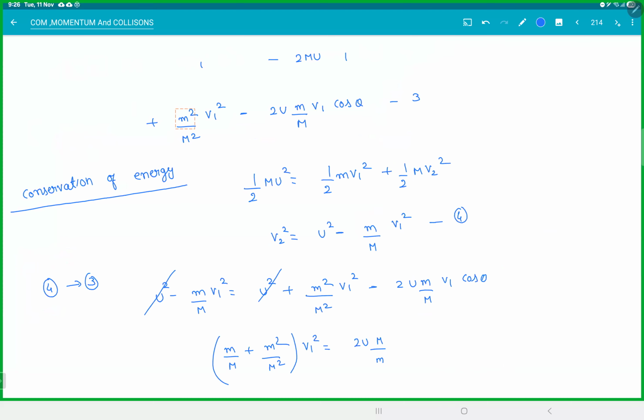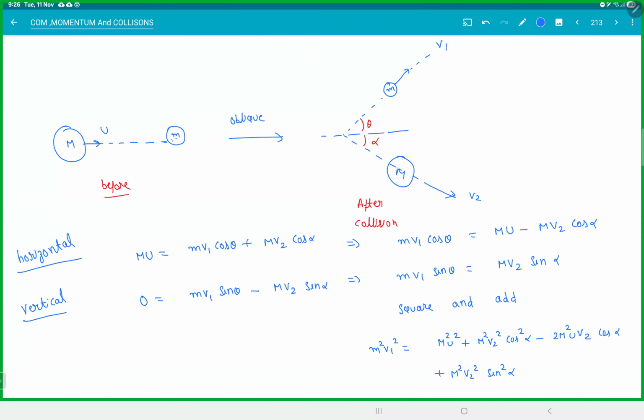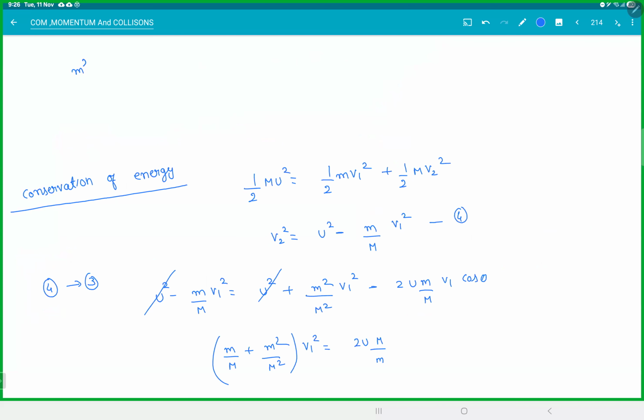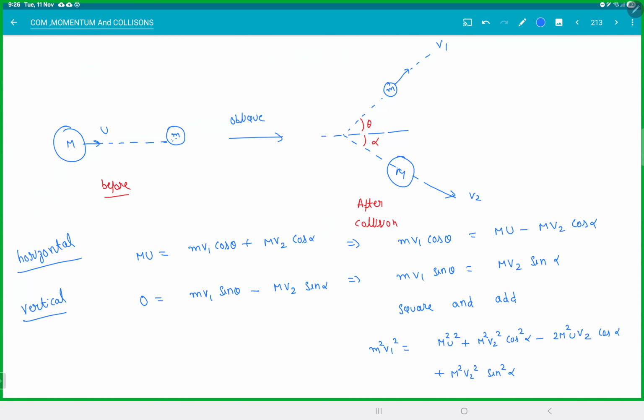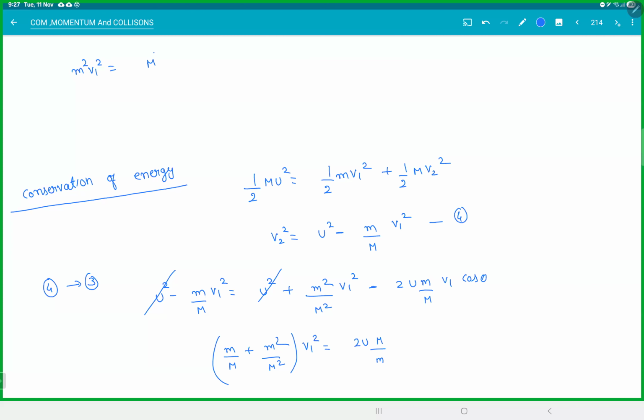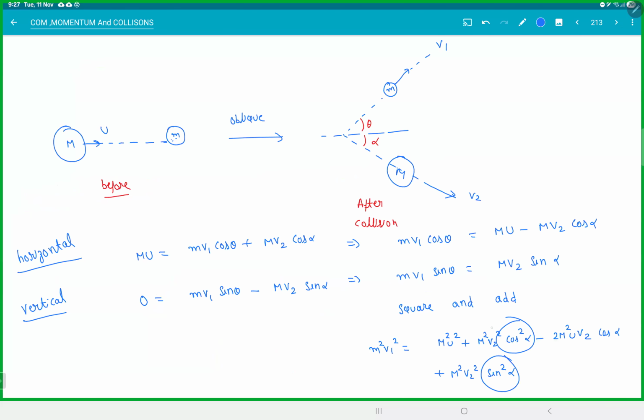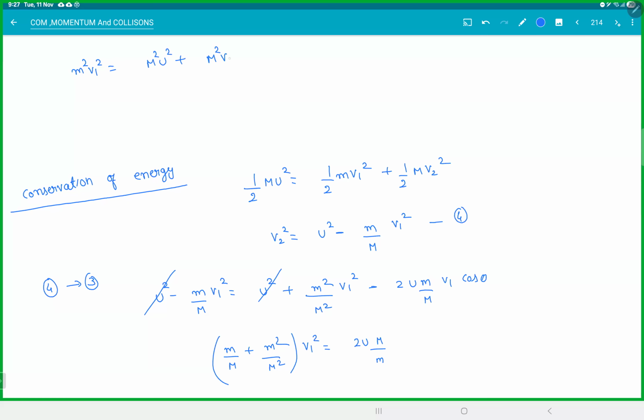This entire thing went off. So this will be how much? m square v1 square, m square u square, cos square alpha plus sine square alpha becomes 1. That's m square v2 square, minus 2m square u v2 cos alpha. Perfect.